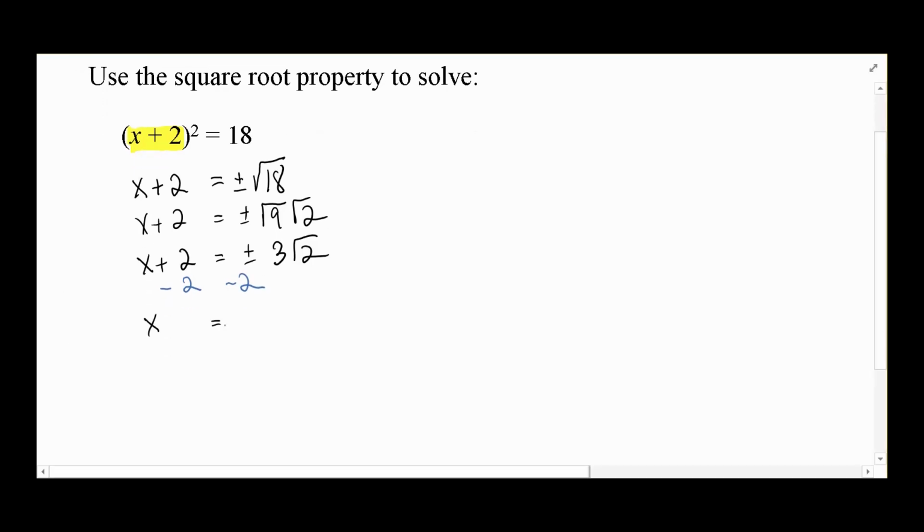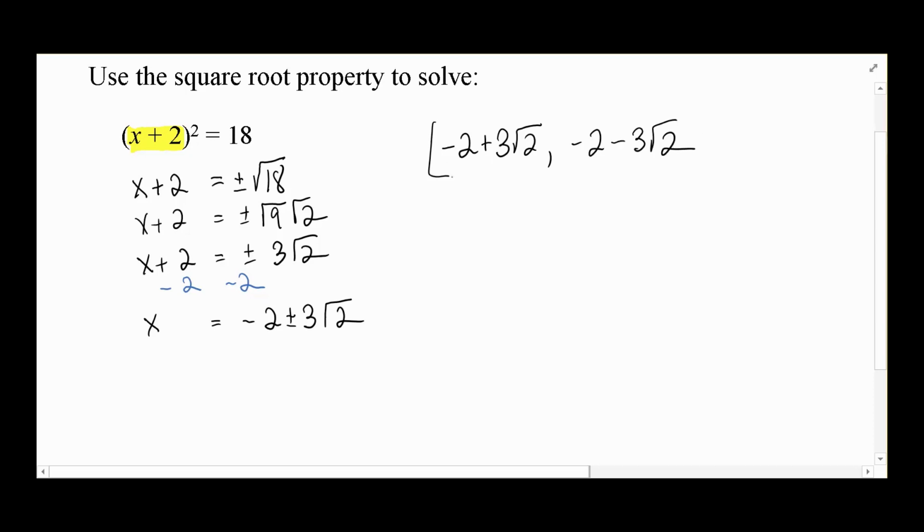This gets me x equals negative 2 plus or minus 3 root 2. Now again, it's perfectly fine to leave the answer like this in a handwritten form, but if we were to put this in the homework system, then we need to enter this as negative 2 plus 3 root 2, as well as negative 2 minus 3 root 2.